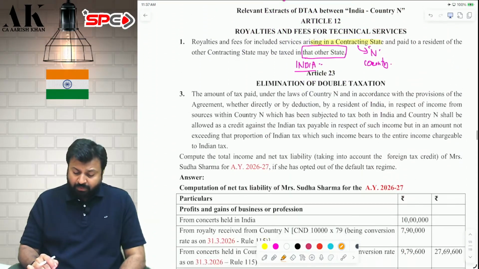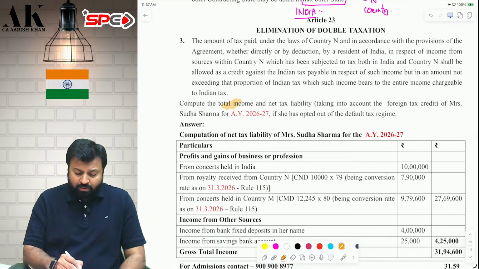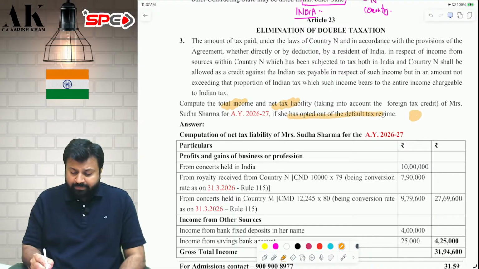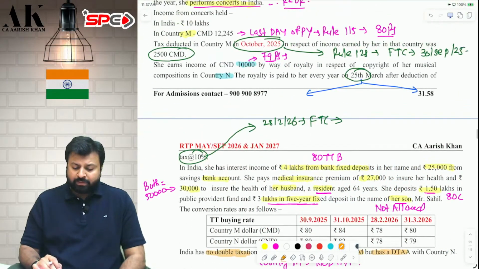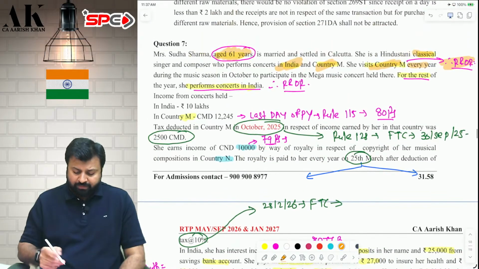Now, which regime is she following? Let's try to understand. We need to compute total income and net tax liability. If she has opted out of the default regime, it means she is following the old regime. We need to follow the old regime for her. Now, let's try to compute the total income of Miss Sudha. Which all income is Sudha earning?